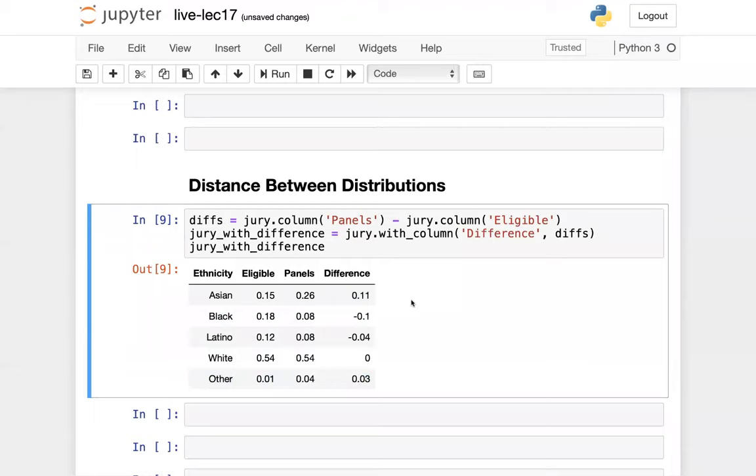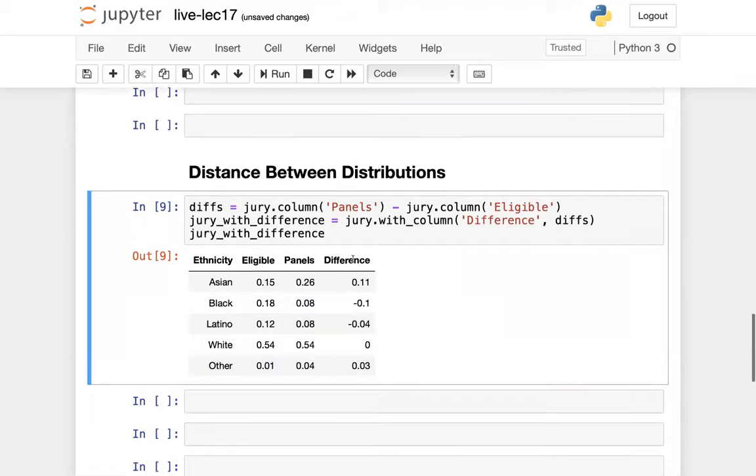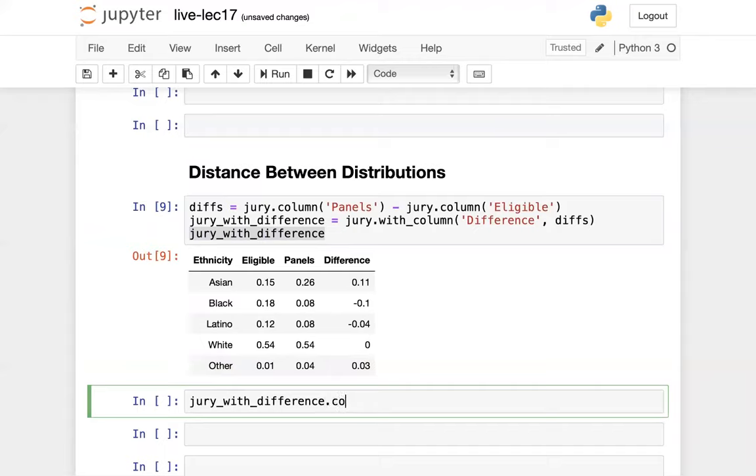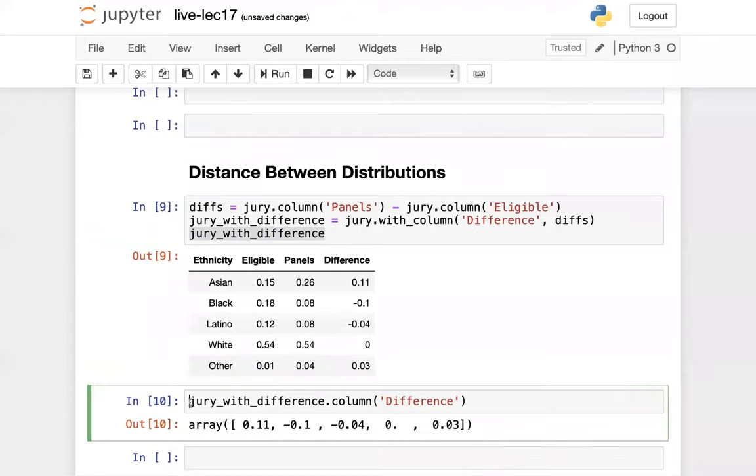Take the average, someone said. You could add them up. Yeah, let's actually try that. So let's take jury.difference, we take column difference, and then let's do np.sum, let's say. So let's sum them up.